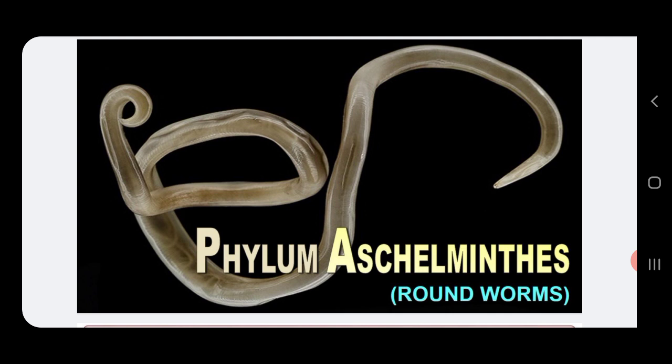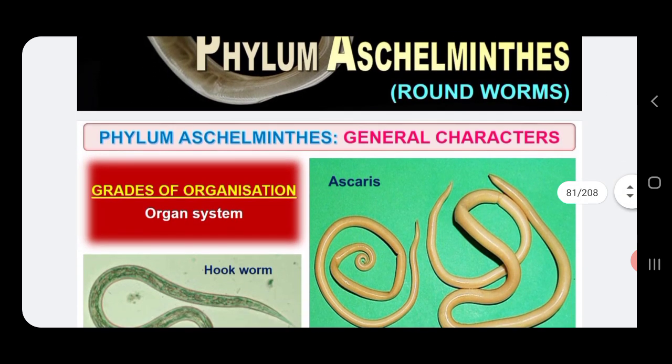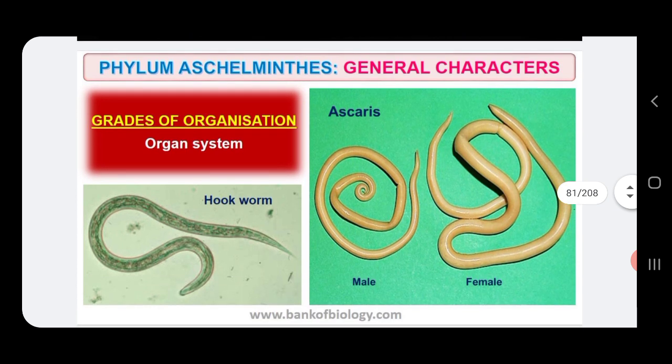Here they are characterized by thread-like bodies, hence the name Nematoda, or Aschelminthes. These Aschelminthes are usually called roundworms. The best example for this is Ascaris. First is the grade of organization. They have an organ system grade of body organization, where the coordinated tissues together form an organ system. Then there is Ascaris and hookworm. They have shown Ascaris male and female in the picture.